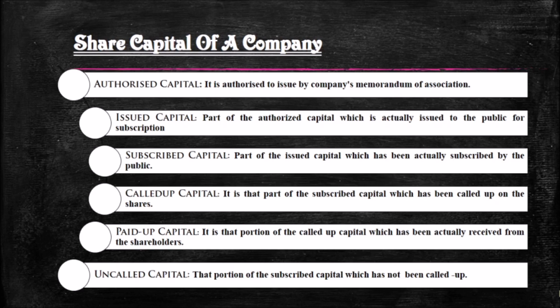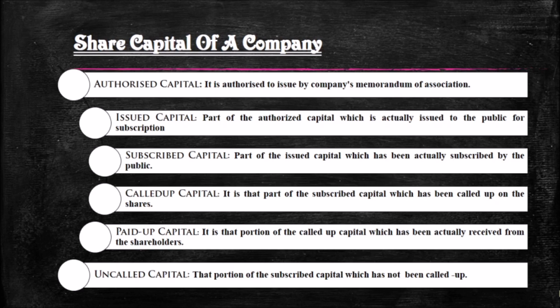So called up capital is that part of the subscribed capital which is called by the company. As per my example, 10,000 shares issued at rupees 100. Suppose the company calls 10,000 shares at rupees 50, that is called up capital. Suppose they are calling the full amount, that is called up capital, 10 lakh. Suppose they are calling 10,000 shares at rupees 75, 7 lakh 50,000 is the called up capital.